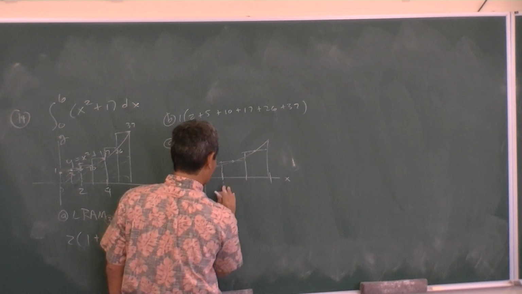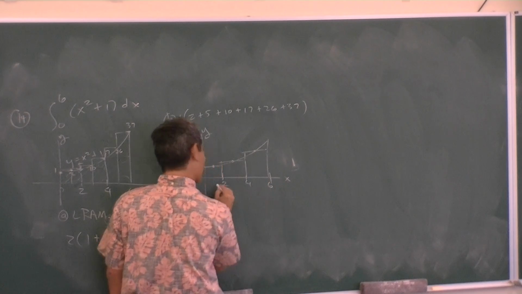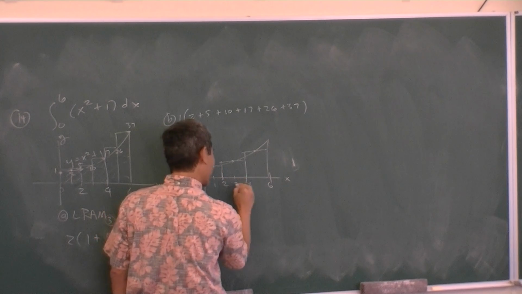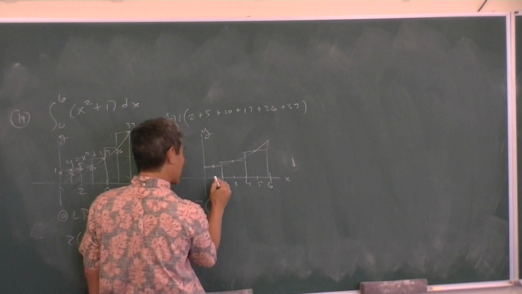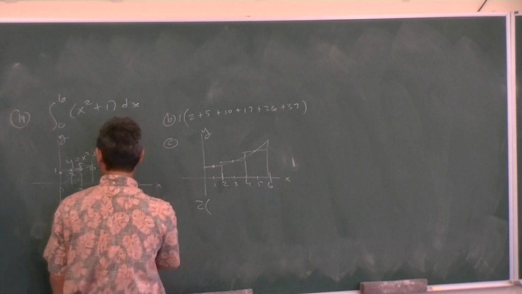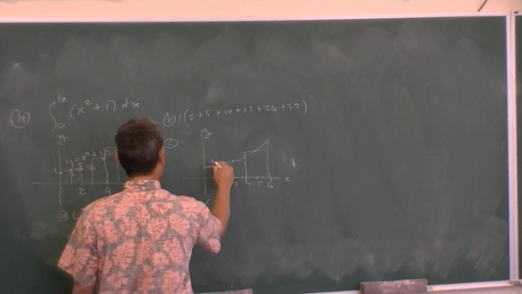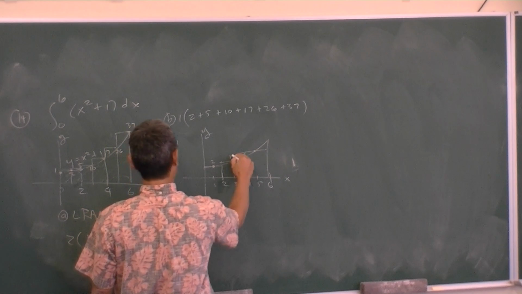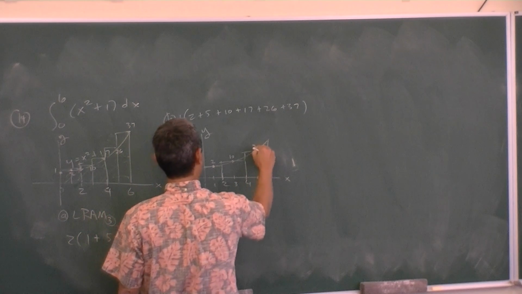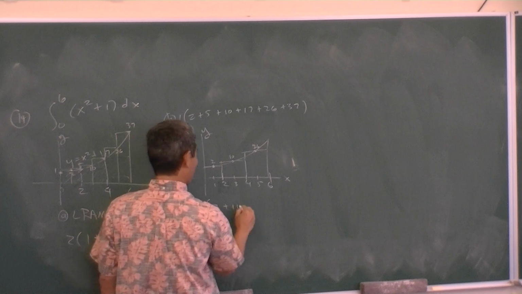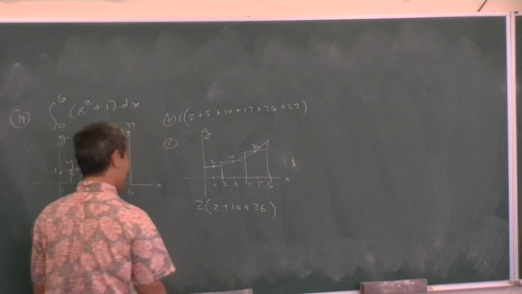So this is 1, this is 2, 4, and 6. So the midpoint occurs at 1, 3, and 5. What is the y-coordinate when x is 1? Well, we already did it here, right? That one is 2, which one is this one? 10, and this one is 26. So it's going to be 2 plus 10 plus 26. Are we catching on?